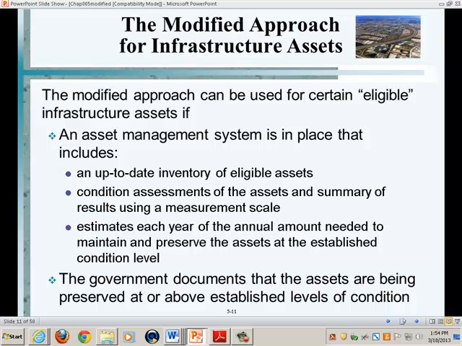Once again, this only applies to infrastructure assets, not to anything else. And what is modified approach again? In lieu of depreciation, because we are supposed to depreciate assets and include it in the cost of the various programs, right? But only for infrastructure assets, we have an opt-out. And the opt-out is what? If we do all of these things, bless you, we don't need to depreciate it.